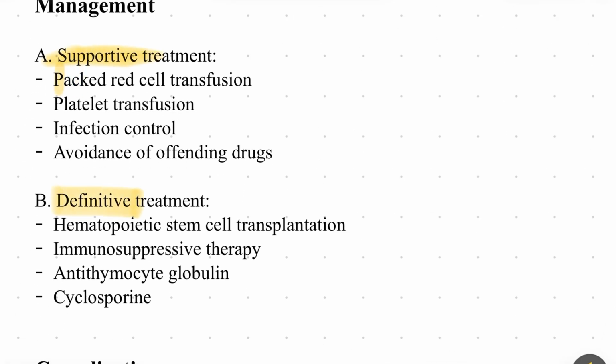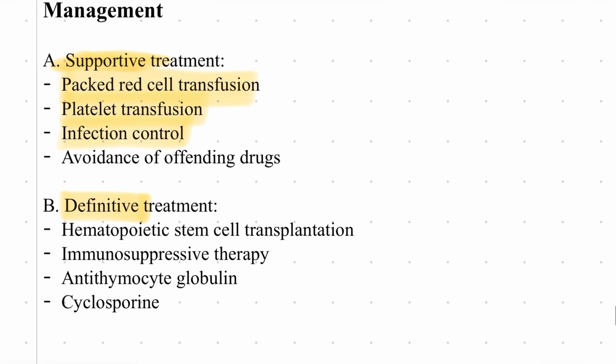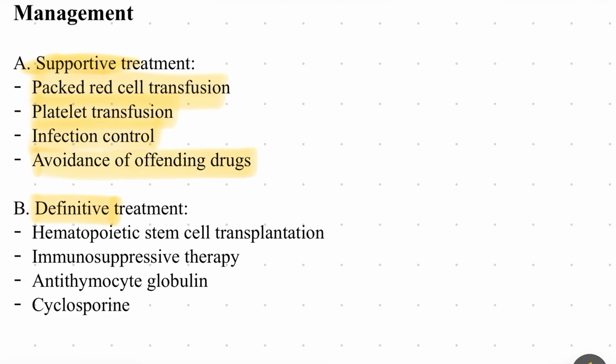In supportive treatment, you have to give packed cell transfusion, platelet transfusion, infection control, and avoidance of offending drugs. In definitive treatment, obviously, stem cells are destroyed, so you are going to transplant them. Then immunosuppressive therapy. After transplanting, you need to suppress the immune system because they'll get destroyed again, since it has been triggered by the immune system. Then anti-thymocyte globulin, which mainly reduces the immune system. That's it. Then cyclosporin, which is one of the immunosuppressants.